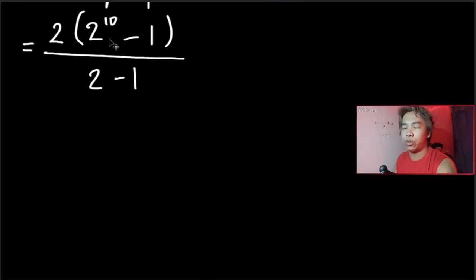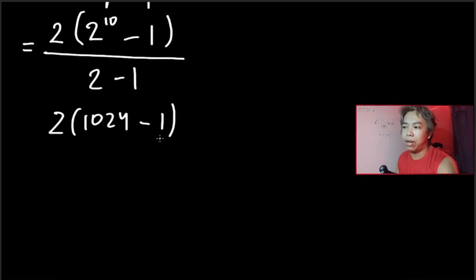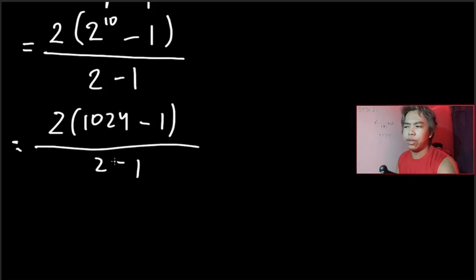I-solve nyo na lang to. 2 raised to 10 minus 1. So, ang 2 raised to 10 ay 2 times 2 times 2. So, 2 raised to 10 is equal to 1,024. Okay? And then, minus 1 over 2 minus 1. 1,024 minus 1 is 1,023. Okay, 1,023 times 2 is 2046. So, ang sagot doon, 2046.